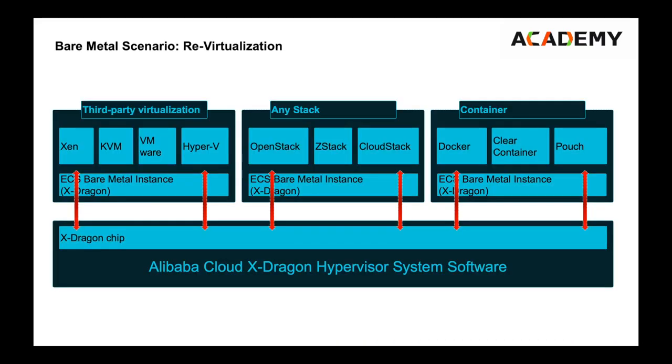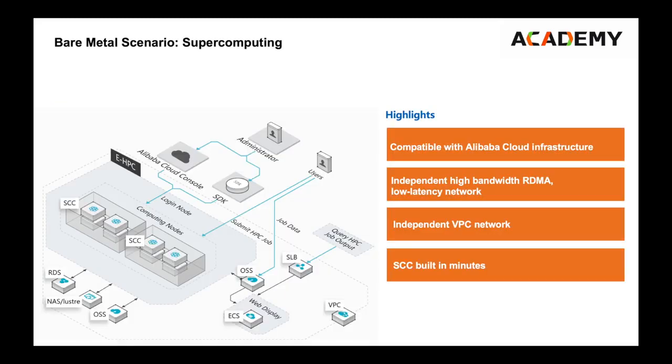Another scenario where bare metal is useful is re-virtualization. If you want to directly run a Docker container workload, so you don't want any virtualization between your Docker containers and the hardware, except for, of course, Docker itself, then you can run containers directly on a bare metal instance. If you want to install your own private cloud stack like ZStack or OpenStack, you can do that. If you want to use KVM yourself or install Microsoft's Hyper-V or use VMware directly, you can do that as well. All of that is possible on the bare metal instances.